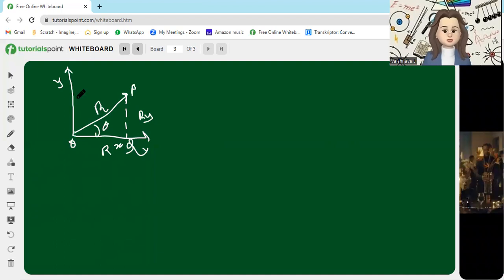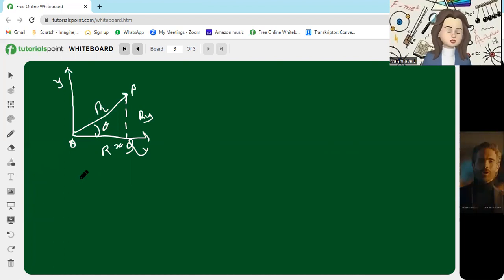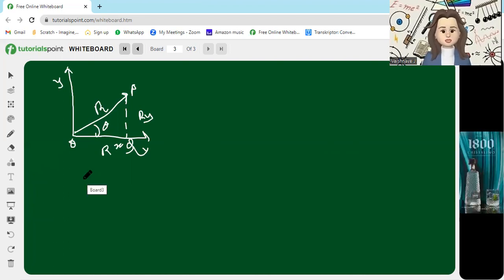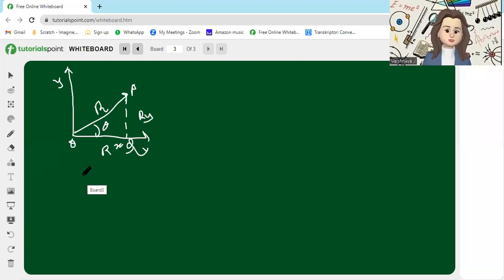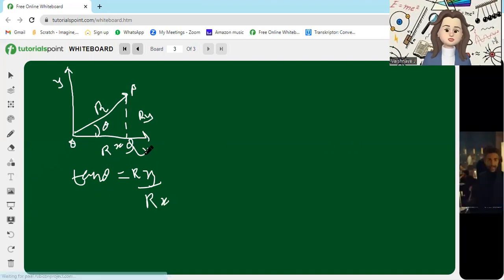So if the r bar or r vector makes an angle theta with the x-axis, we'll find how. To find the angle we have a formula, tan theta, which is nothing but ry by rx. But before that, you have to know the values of rx and ry. That's what we will see.